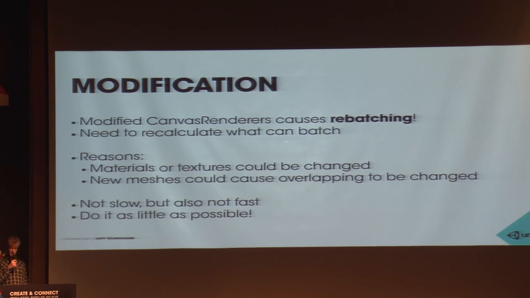Or if the texture has changed, then it's the same case. If the mesh has changed, then it might have a new shape. And this could mean that the element overlaps other elements in a new way, and this also requires rebatching. The rebatching is not very slow, but it's also not particularly fast either. So it's best to do it as little as possible.